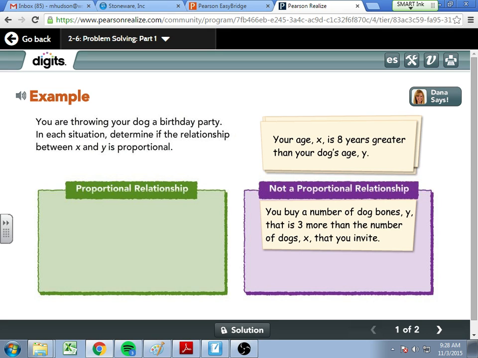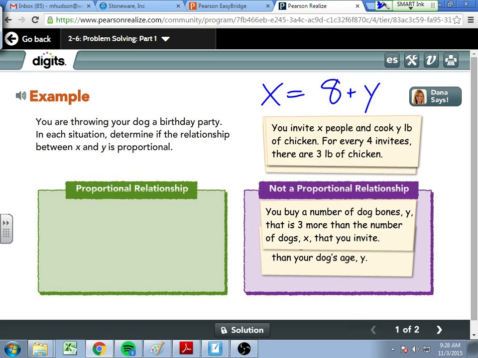Zach, if your age, X, is 8 years greater than your dog's age, Y, is that proportional? It's not proportional because, again, it's trying to use addition. And we can actually rewrite that and say Y, your dog's age, is your age minus 8. Which, again, you see that's not proportional because it has something added or subtracted here. It's got to be multiplication or division to stay proportional.